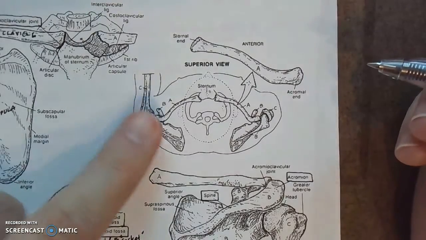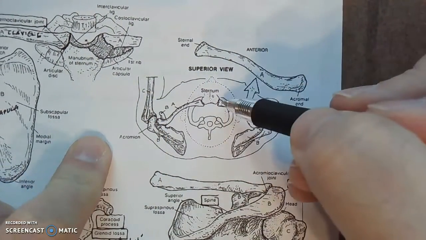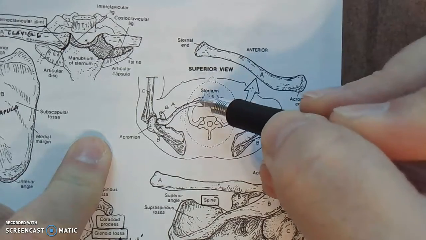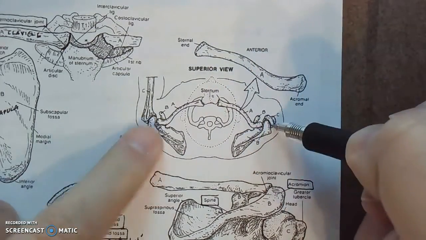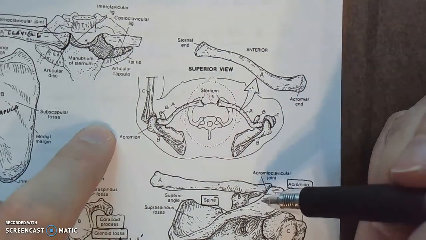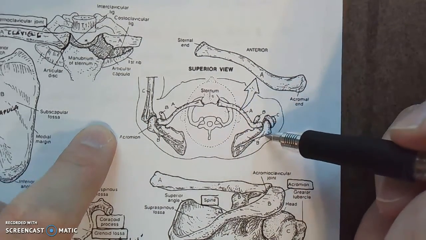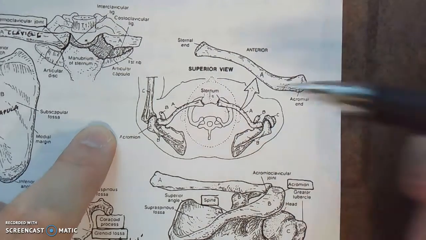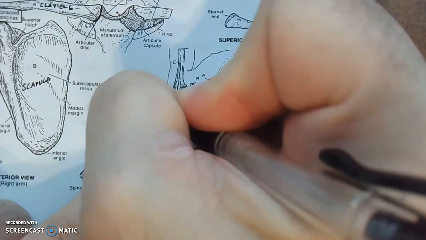This superior view up here, you can see the person's head is right here, but this is showing how that little joint right there on either side is the only thing connecting the upper arm to the sternum. So your clavicle, if you break it, you basically sever the connection between your arm and the rest of your body internally. And here is that acromion from a different point of view.